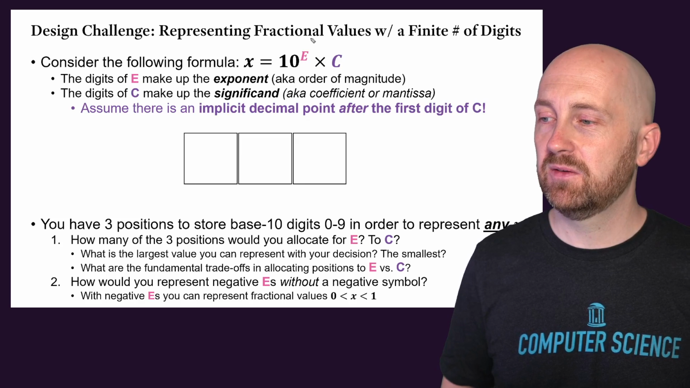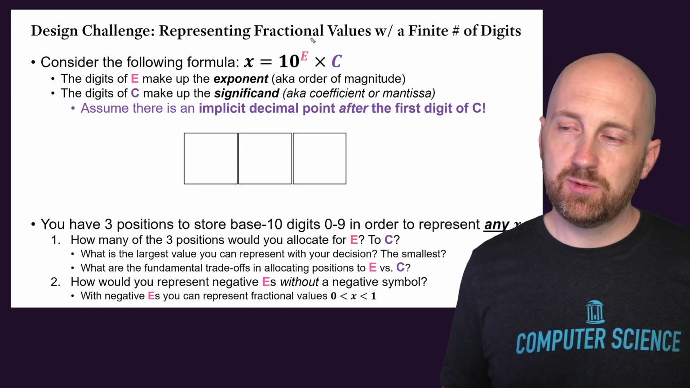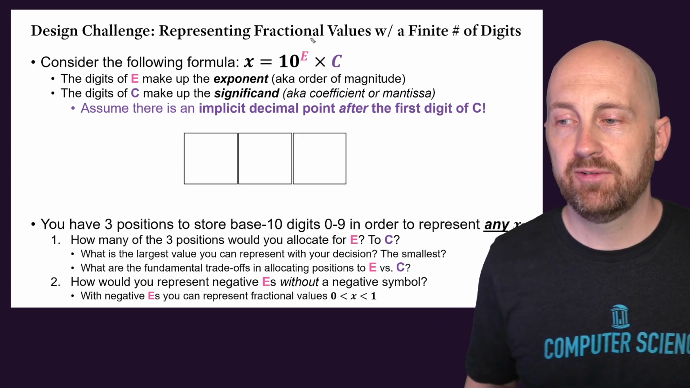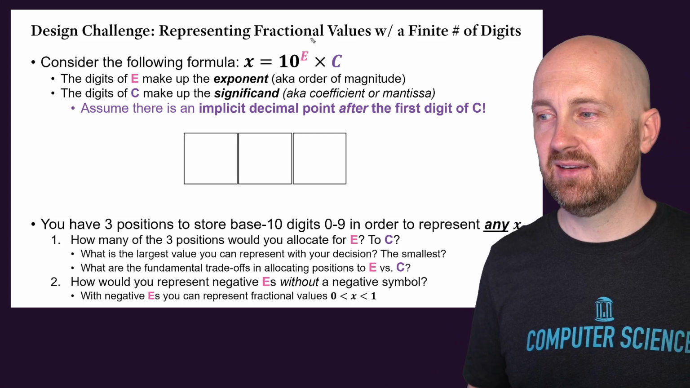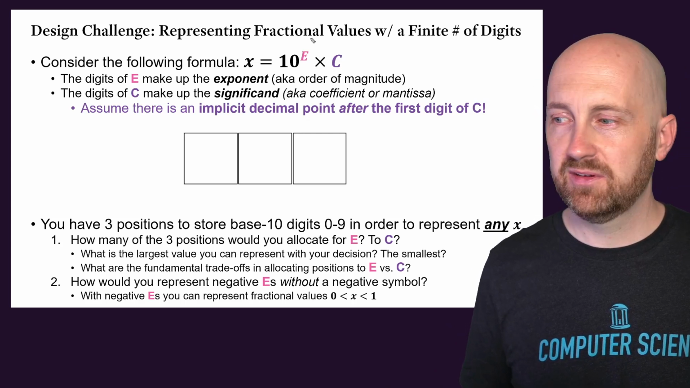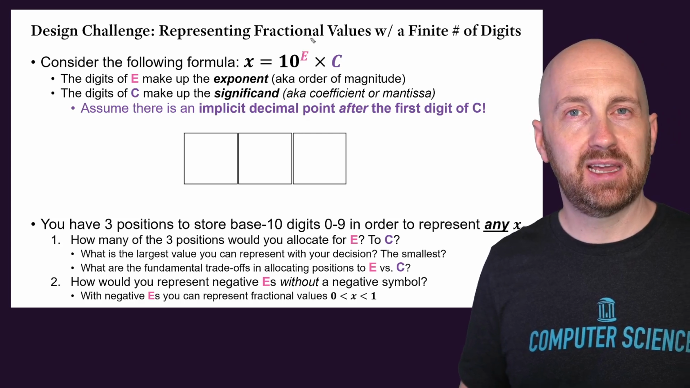The next question is a little less important and fundamental than the first one: if we needed to be able to represent negative exponents, how would you do that without having a negative symbol?